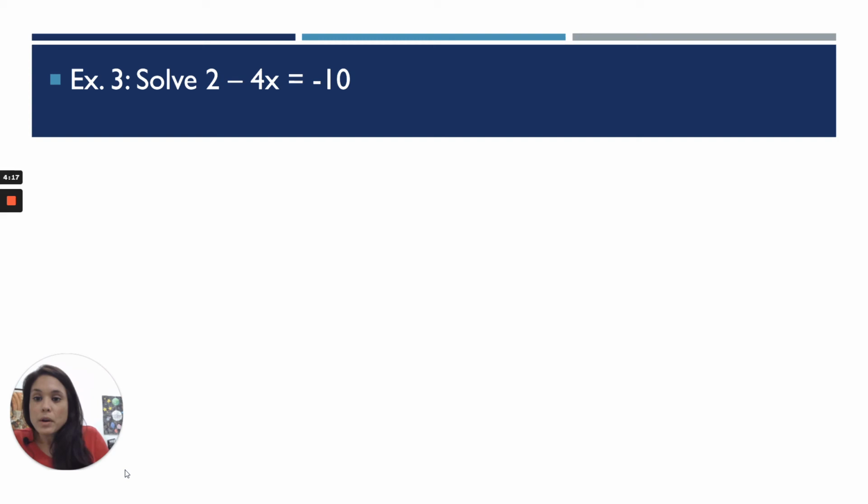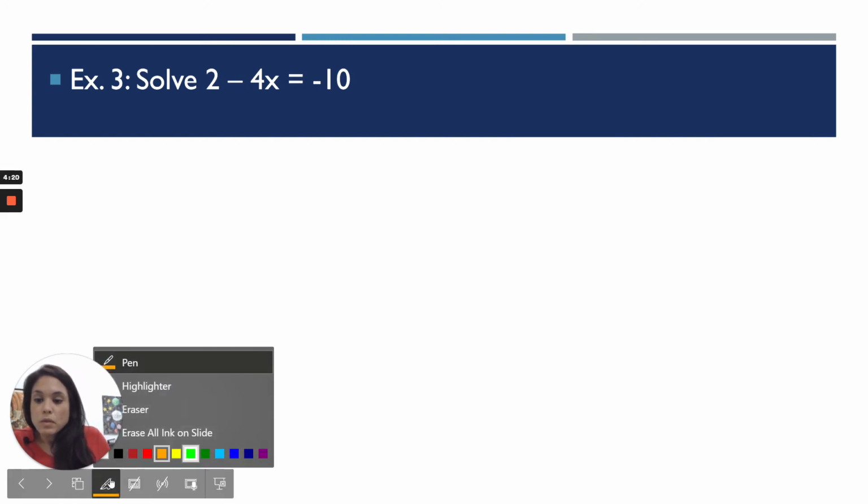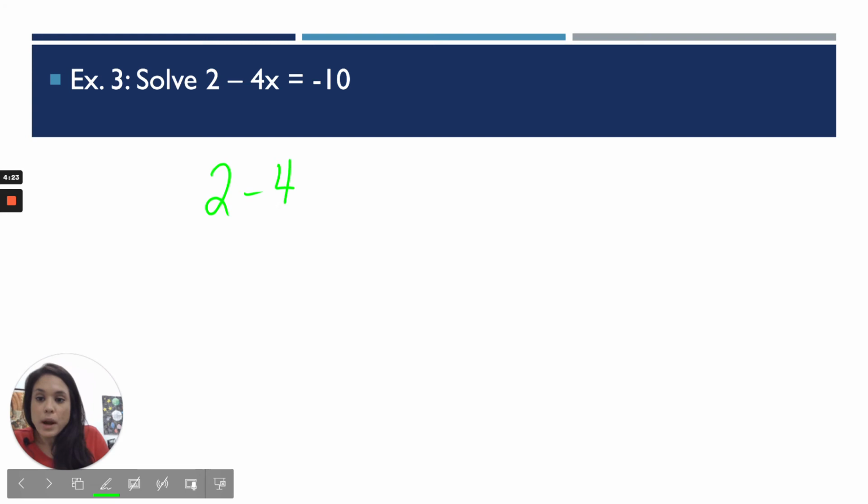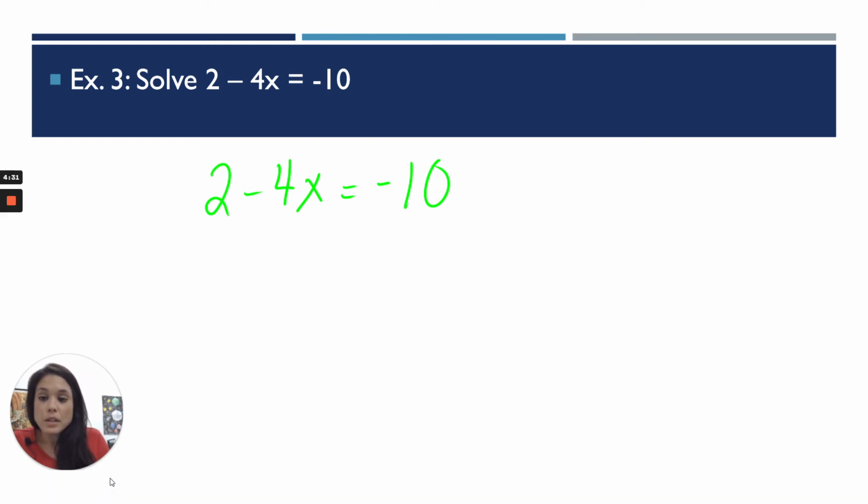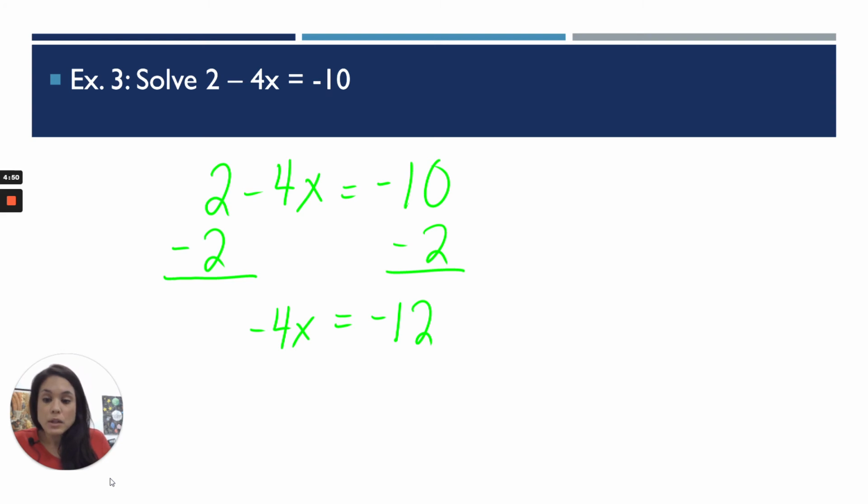Okay, let's do one more. 2 minus 4x equals negative 10. All right, let's start with the number that's not attached to the variable. This is a positive 2, so the opposite of addition would be to subtract. So we're going to subtract 2 from both sides. Negative 10 minus 2 is negative 12, and then I'm going to bring down this negative 4x. This is negative 4 times x, so the inverse would be to divide. So divide both sides by negative 4.